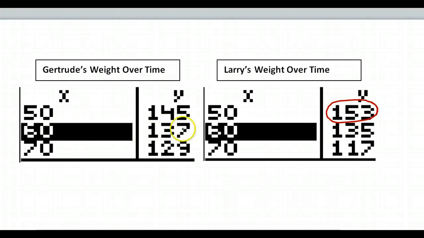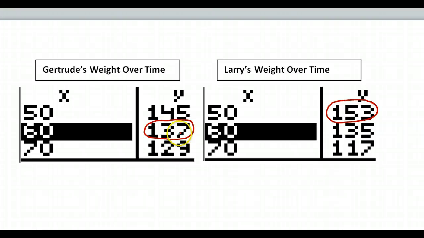Well, at 60 weeks, Gertrude weighs 137, and Larry only weighs 135. So by the time we get to 60 weeks, Gertrude weighs more. So somewhere in between 50 weeks and 60 weeks, it went from Larry weighing more to Gertrude weighing more. Because we were counting by tens, we can't see the exact week where that happened.